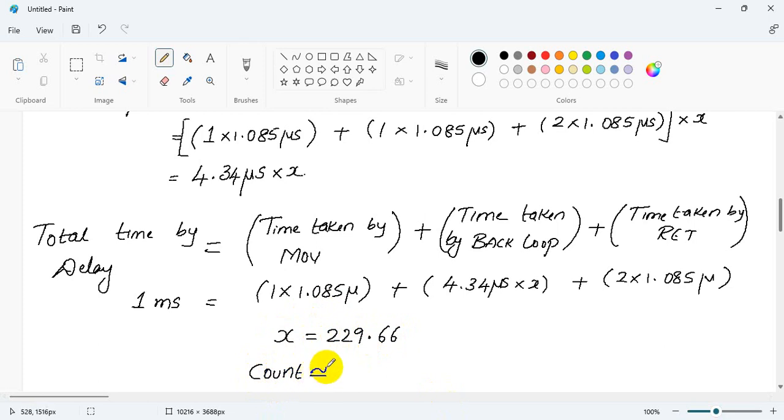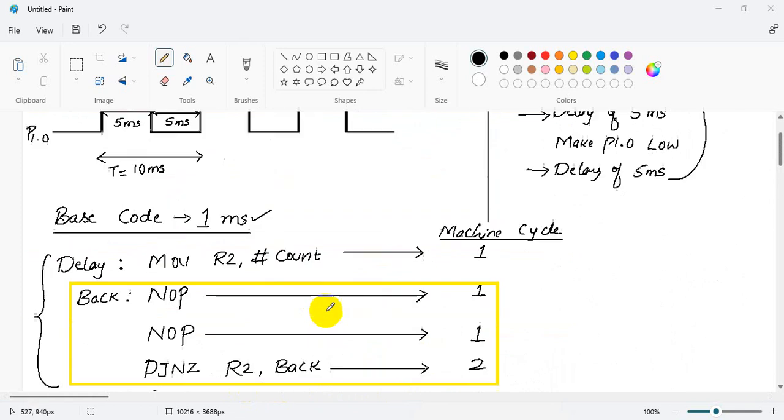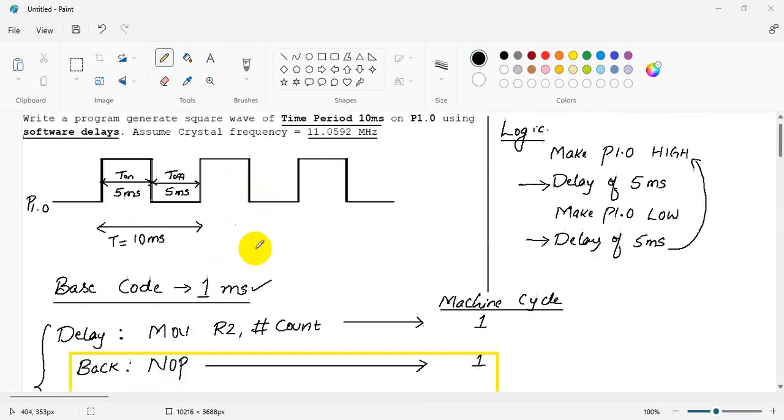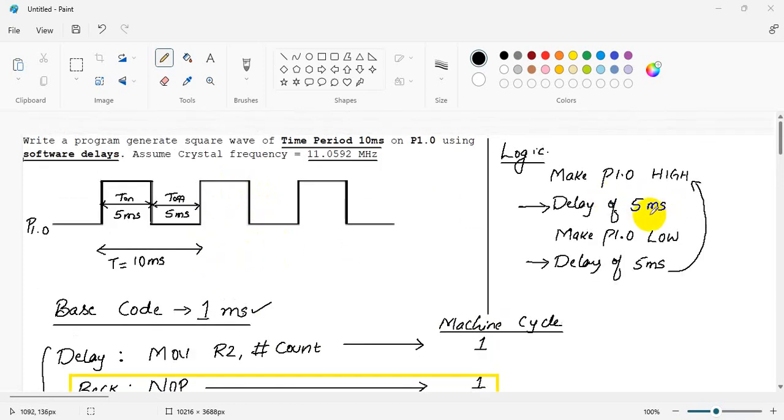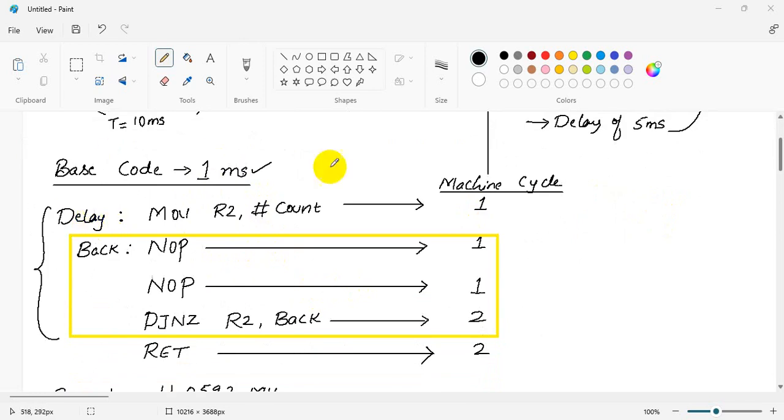So I will approximate this to 230. So the count which has to be put in decimal is 230, and if you convert this into hexadecimal, it will be E6. If you put a count of 230 here, this base code will give you a delay of 1 millisecond. Now the question is, we want a delay of 5 milliseconds, then why did I plan a delay of 1 millisecond?